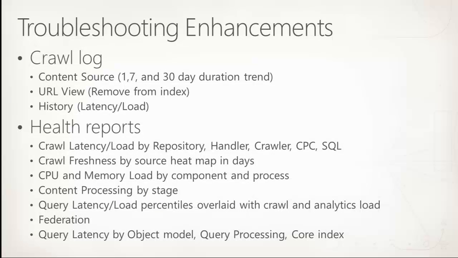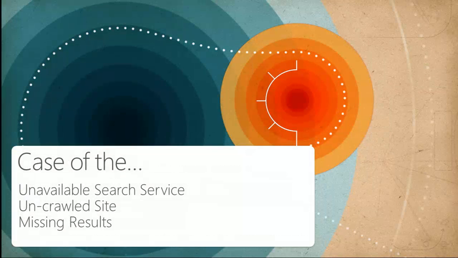Let me just move here. Let's go right into the demo. We're going to start by talking about the unavailable search scenario, where you can't contact the search backend. Then I'm going to go on and talk about how sometimes we run into scenarios where we can't crawl content, and for some reason it's not working, and we need to diagnose that. And then finally, how to diagnose and resolve missing results. So let's jump back over to the demo environment.